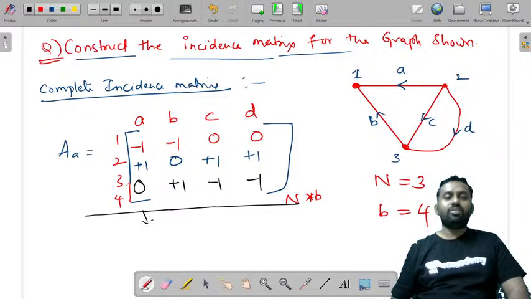And if you observe the columns, if you look at the summation of these columns, they are all zeros. +1 -1 0, -1 +1 0, +1 -1 0, +1 -1 0. That means the answer that we got is perfect.